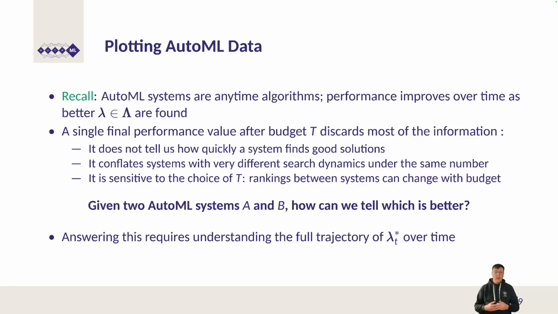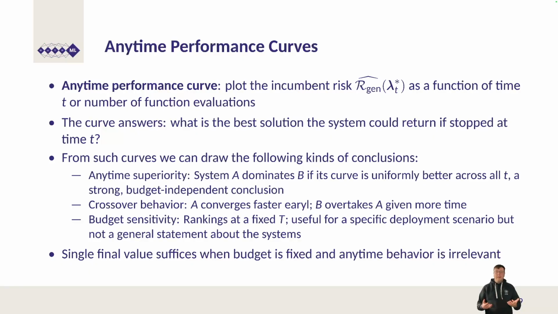The motivating question for this section is therefore, given two AutoML systems, A and B, can we say which is better and under what conditions? Answering this question requires understanding the full trajectory of the incumbent over time, not just its final value. The natural visualization is the anytime performance curve, also called the incumbent trace. It plots the incumbent risk as a function of time t or the number of function evaluations. At each point in time, the curve answers a specific question. What is the best solution the system could return if stopped right now?